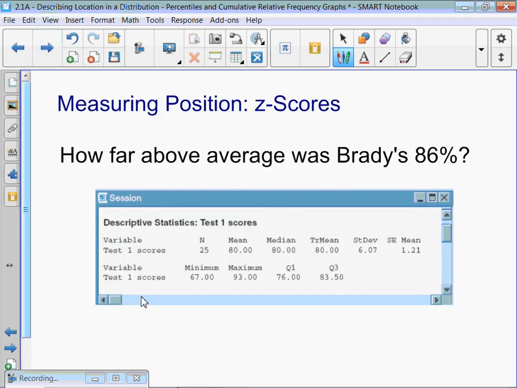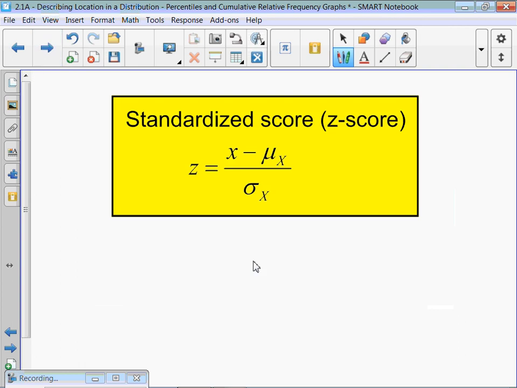All right. Now we're going to talk about z-scores. This is important for the rest of the book. It's your first introduction to a z-score. How far above average was Brady's 86%? How far above? So we're going to measure things by standardizing everything. So you can standardize any kind of number on what's called a z-distribution. So a standardized score, or a z-score, has this formula. And you should write down this formula and what it means.